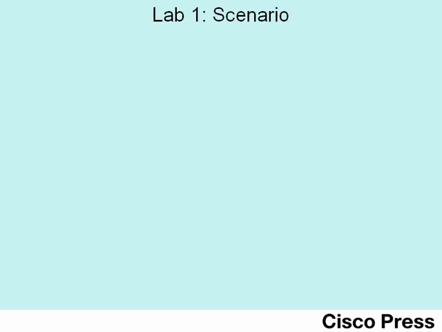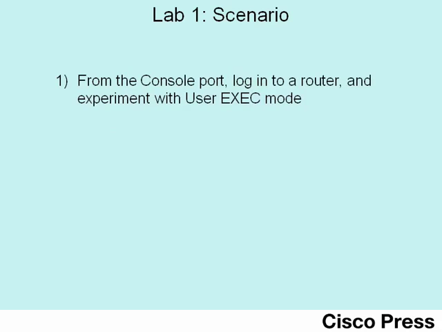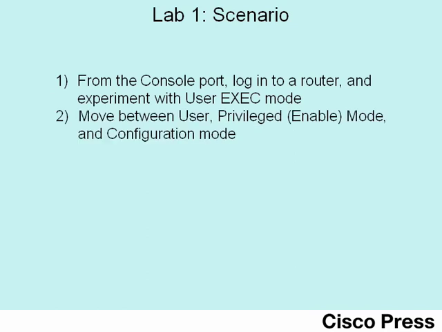The scenario for this lab has two main steps. In the first step, you'll see a user getting in through the console into user mode and using command line interface help features to get help and use some basic commands. In the second step, you'll see that same user move from user mode to enable mode to configuration mode and navigate between the three modes and see some examples of different commands you can use in each mode.